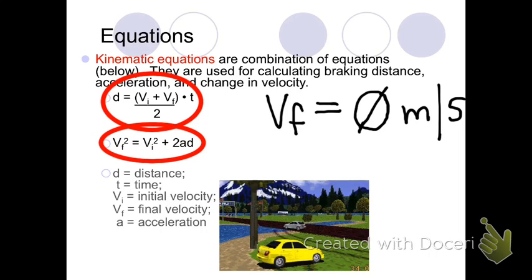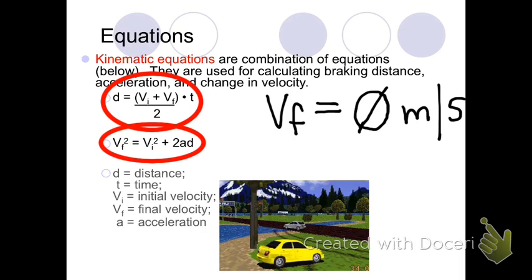With the final velocity, again, calculating the final velocity, you're going to set that equal to 0. You want to figure out how fast that car was going. The initial velocity, you'd solve for that, and then you add that to 2 times the acceleration times the distance. So how do you tell which one of these equations to use?